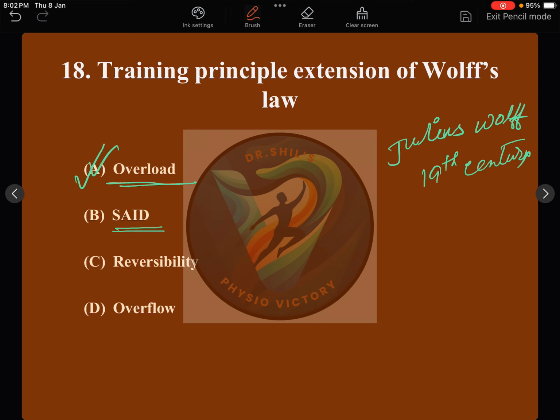SAID principle is specific adaptation to imposed demand, and reversibility principle is use it or lose it. Overflow is cross training. Basically, there is no principle like overflow. Exercise principles are only three: overload principle, SAID principle, and reversibility principle.